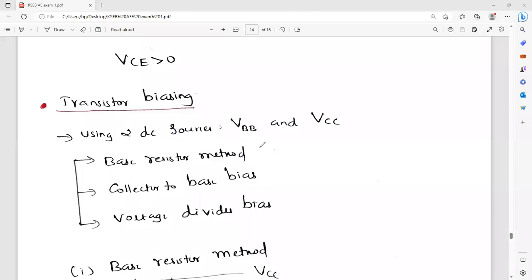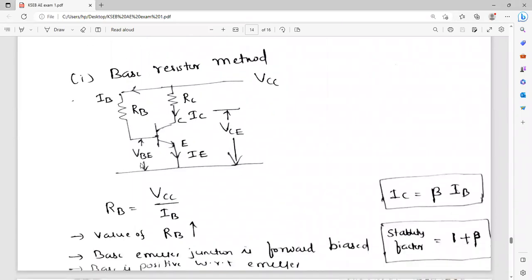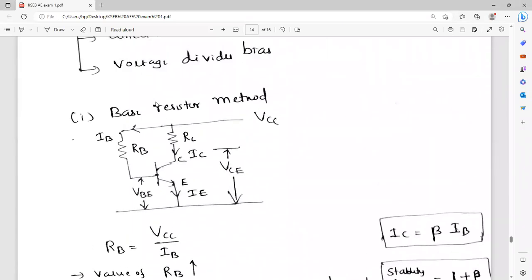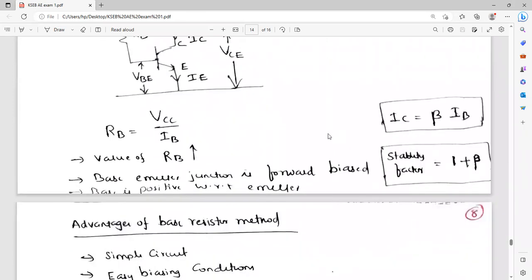So there are three types of important biasing, and from that also you can expect some questions: base resistor method, collector to base bias, and voltage divider bias. Base resistor method means you are controlling the base current, because the BJT is a current controlled device. You are controlling the current flow through the base with the help of a resistor. The resistor will oppose the movement of current. Therefore, it controls the transistor by connecting a resistor in series to the base. So this point you have to remember.